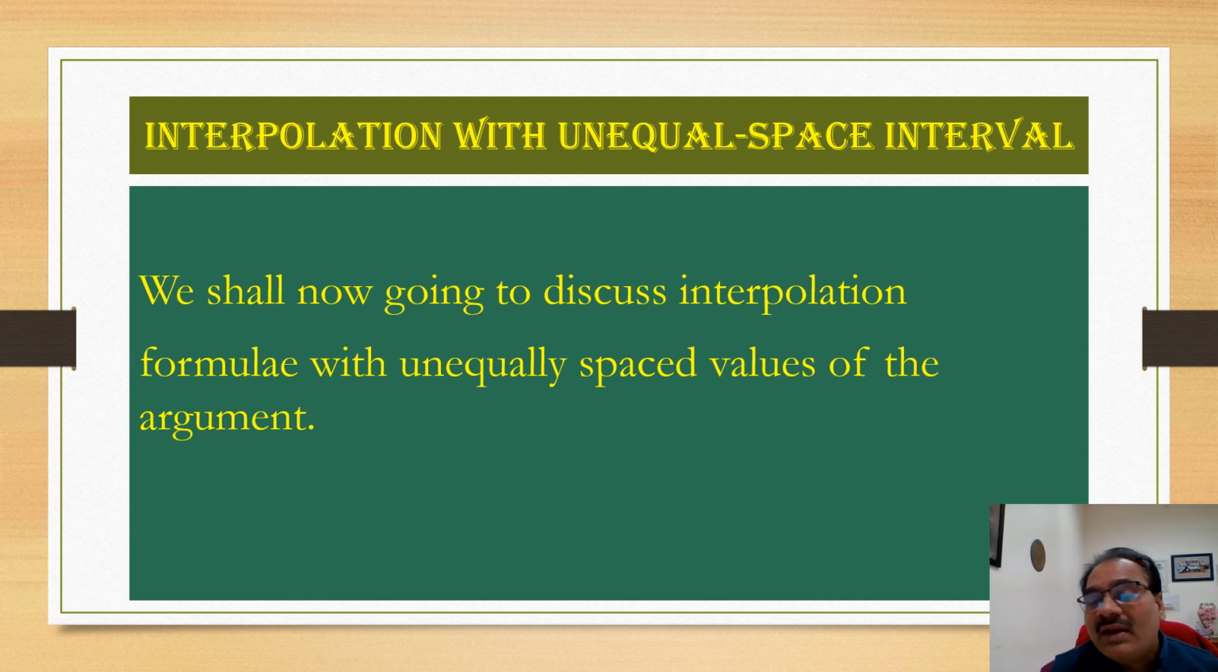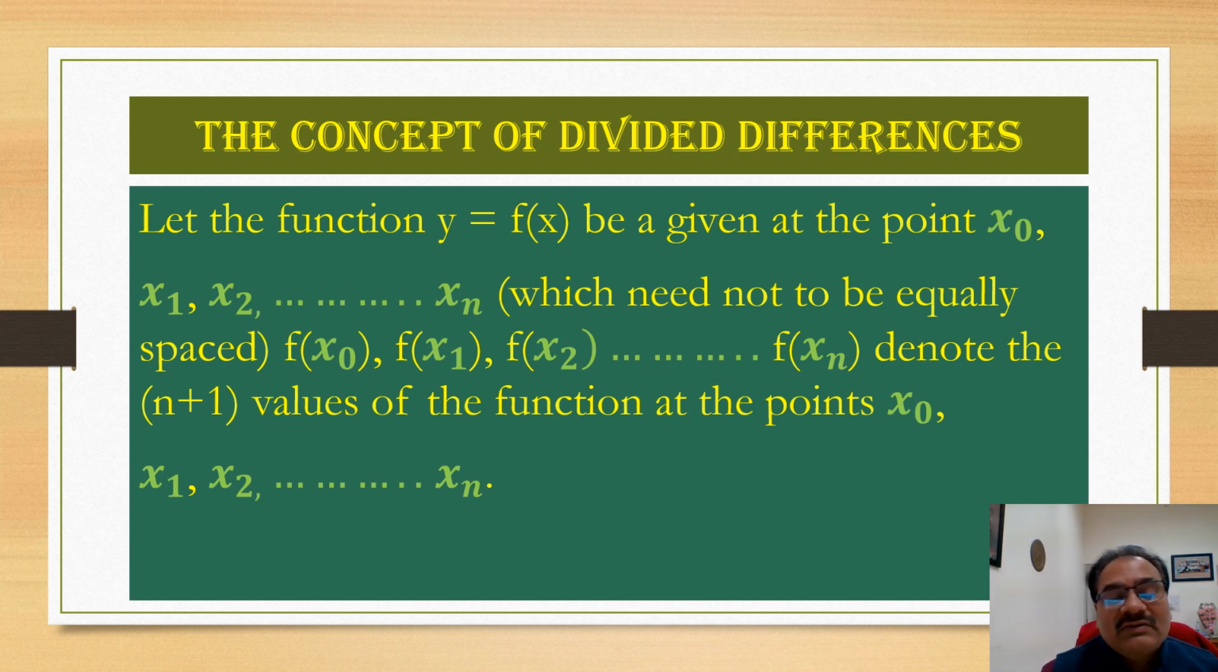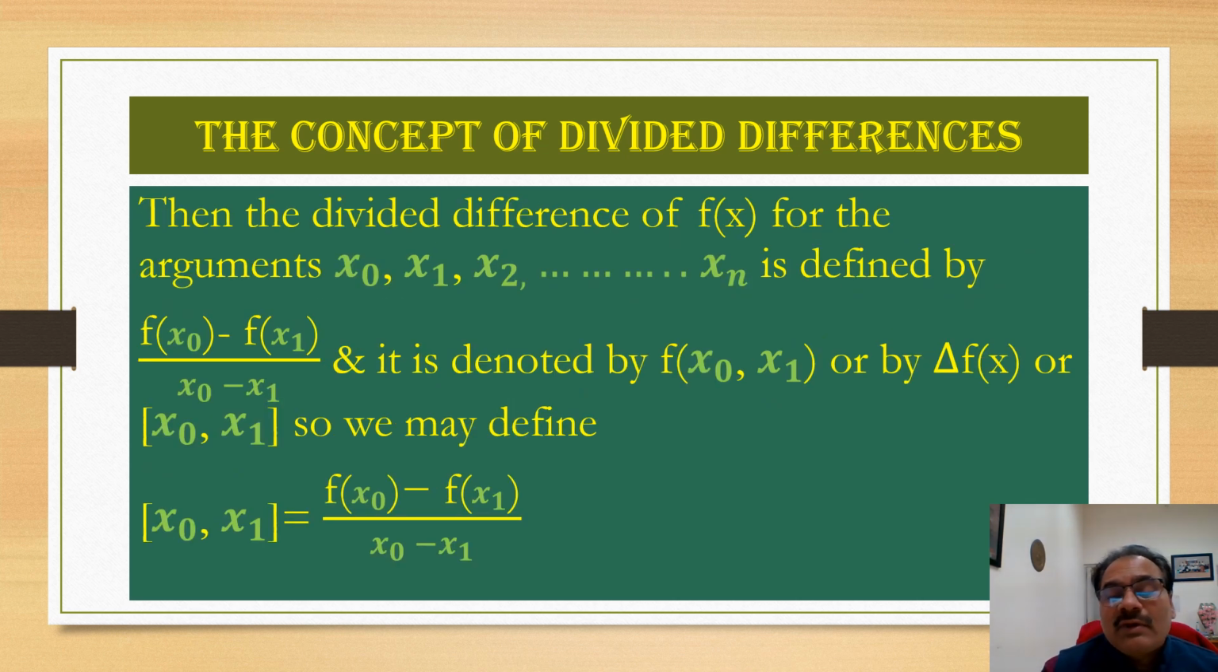What is interpolation with unequal spaced intervals? We shall now discuss interpolation formulas with unequally spaced values of the argument. Let the function y equal to f(x) be given at the points x0, x1, x2 up to xn, which need not be equally spaced. Then f(x0), f(x1), f(x2) up to f(xn) denote the n plus 1 values of the function at those points. Then the divided difference of f(x) for the arguments x0, x1, x2 up to xn is defined as follows.